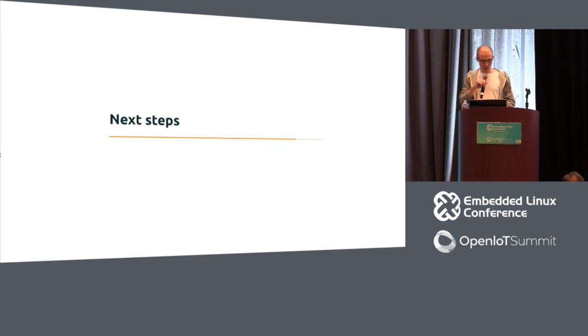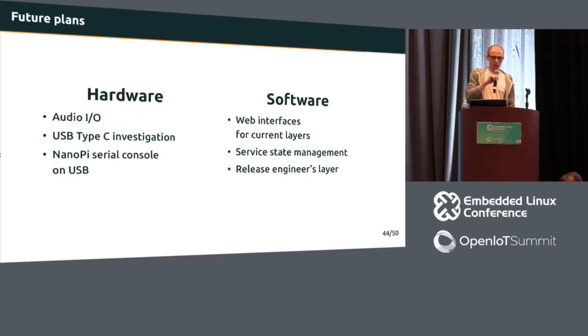And as for the future plans, on the hardware side, we plan on having audio input and output, being able to test audio I/O. And we plan to investigate the possibility of extending MuxPi boards with USB Type-C, since more and more targets are equipped with that connector. Also, we see that there is a need to be able to access the serial console on the NanoPi boards, and the future revisions of MuxPi will be equipped with it.